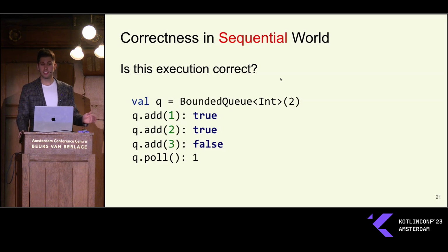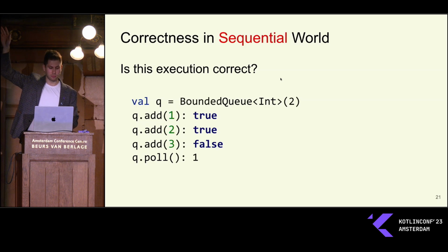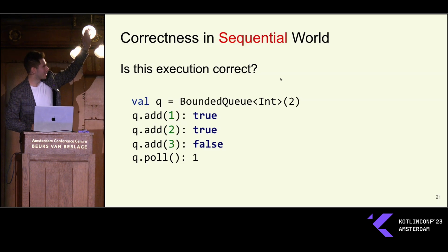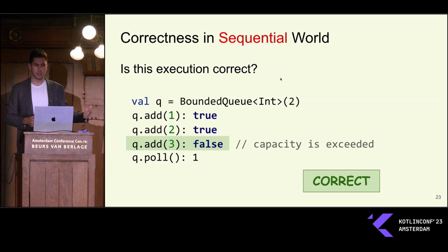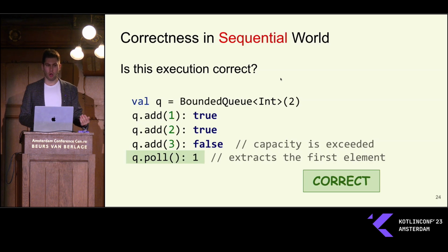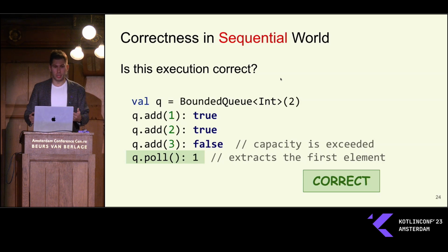So for example, is this execution correct? Who thinks that it's correct? In the sequential world, this execution. So almost everybody. Who disagrees? A couple of guys disagree. That's fine, but it's correct. It's correct because here we have a bounded queue of capacity 2. So we add the first two elements successfully, and the following addition fails because the queue is already full. So add returns false. And after that, when we invoke poll, it extracts the first element. So it extracts 1. So this execution is correct, and it's very intuitive if we live in the sequential world.